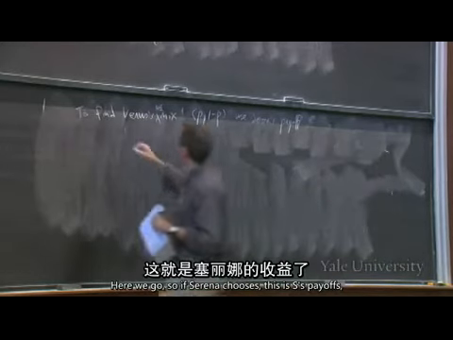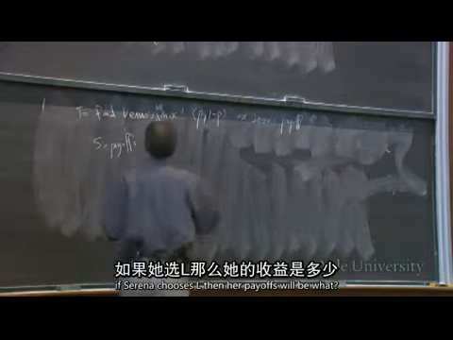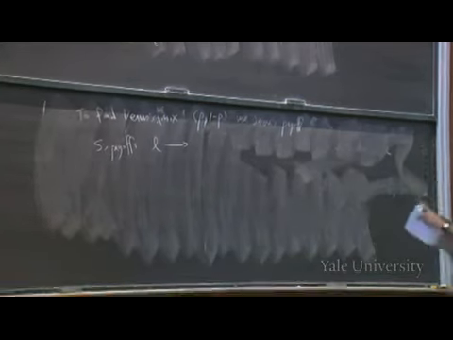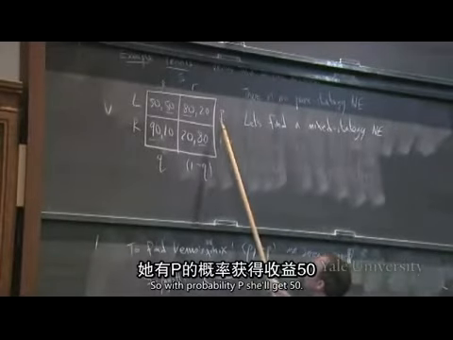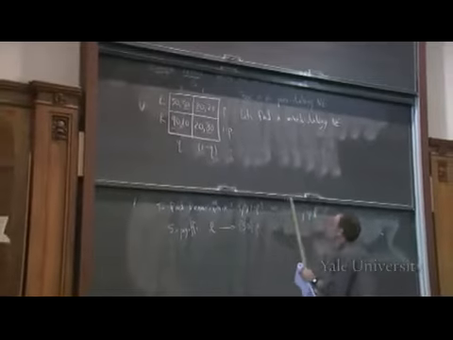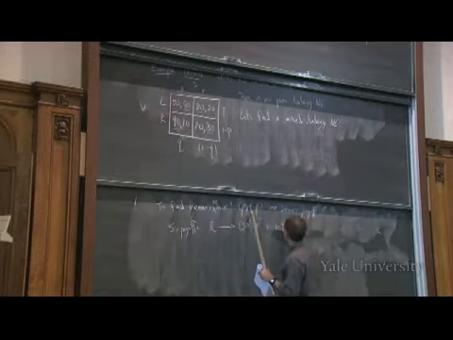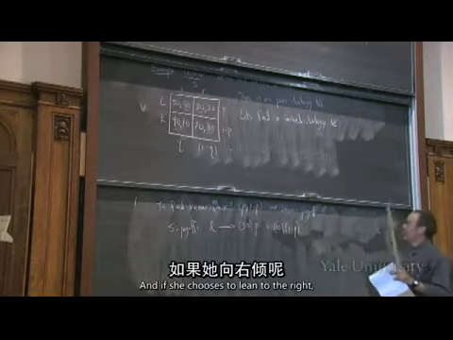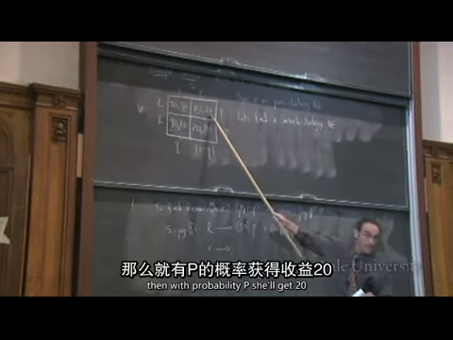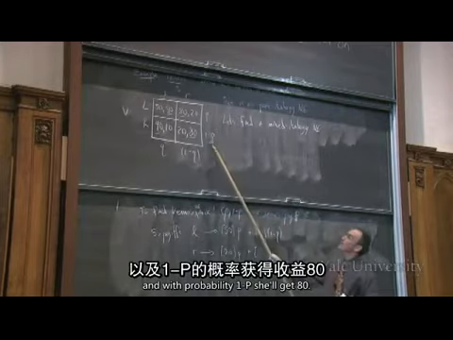So this is S's payoffs. If Serena chooses L, then her payoffs will be what? Again, we'll just watch, make sure I don't get this wrong, and I'll point to the things to try and help myself a bit. So with probability P, she'll get 50. All right, so 50 with probability P, and with probability 1 minus P, she'll get 10. All right, and if she chooses to lean to the right, to lean towards her forehand, then with probability P, she'll get 20. And with probability 1 minus P, she'll get 80.